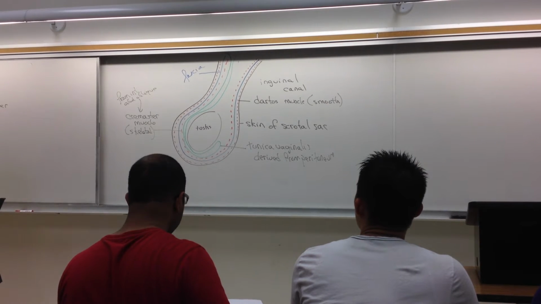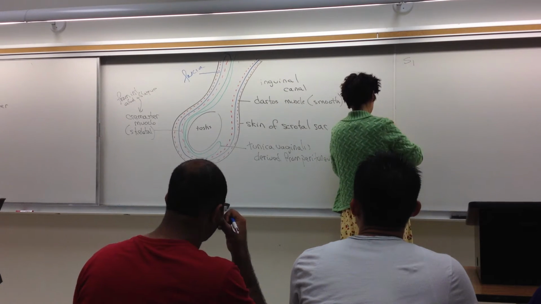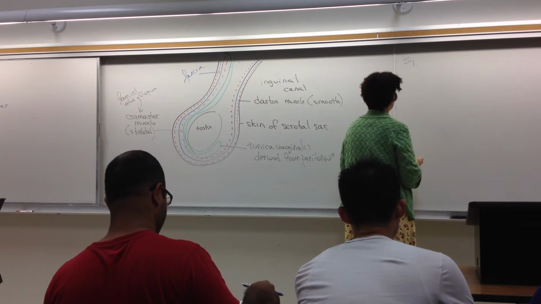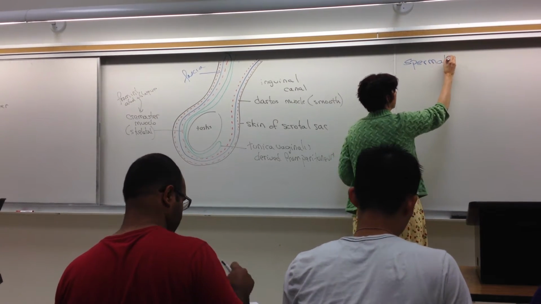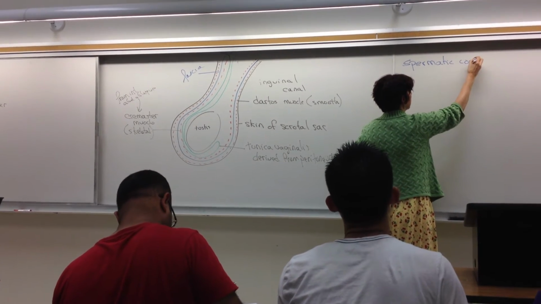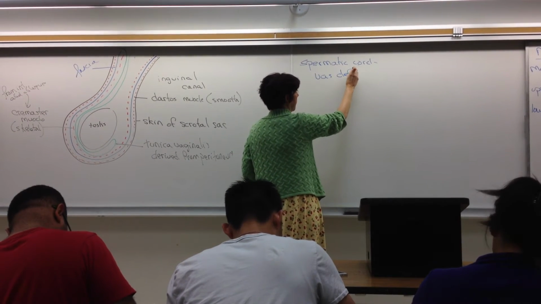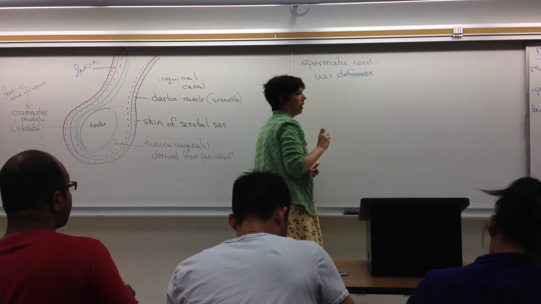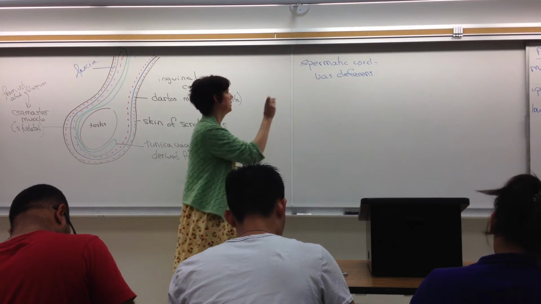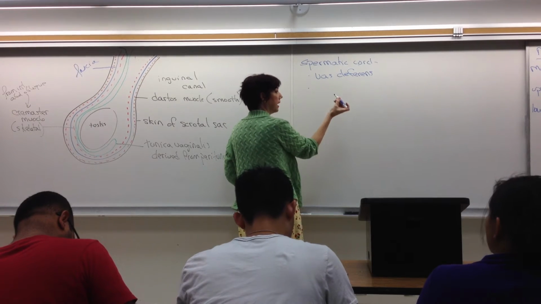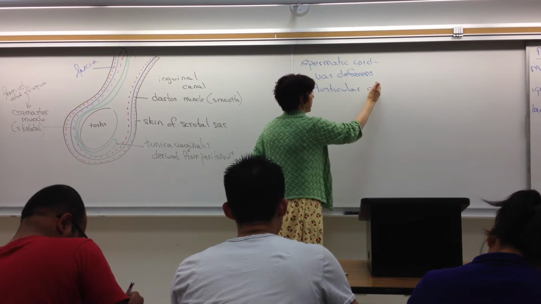So in the spermatic cord then, and these are just the walls of the spermatic cord, it's going to contain the vas deferens, which we'll talk about in a few moments. This is a hollow tube through which the sperm travel to reach the urethra. It's going to contain blood vessels, so our gonadal artery, the testicular artery.